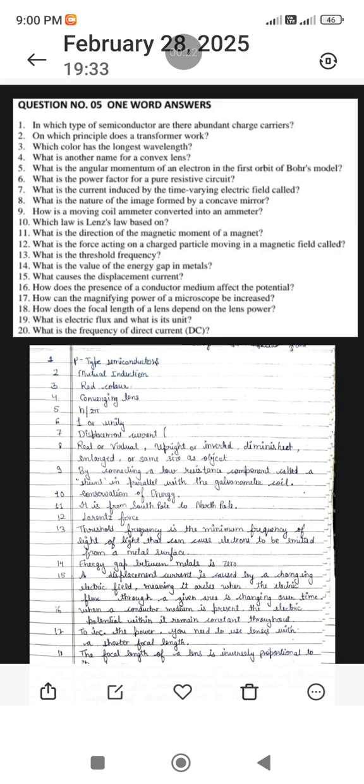Red color. What is another name for convex lens? Converging lens. What is the angular momentum of an electron in the first orbit of Bohr's model? h by 2 pi. What is the power factor for a pure resistive circuit? 1 or unity. What is the current induced by a time varying electric field called? Displacement current.